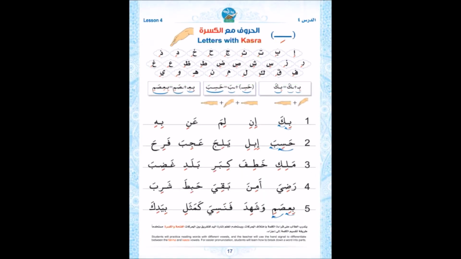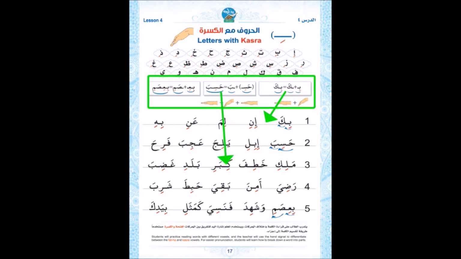The next part of this page is used for the instructor's help when teaching the student and explaining the words line by line. As we did with fatha, the first box, which explains 2-letter words, refers to the first line, and the second box refers to lines 2, 3, and 4, and finally the last box helps the student with the final line, 4-letter words.